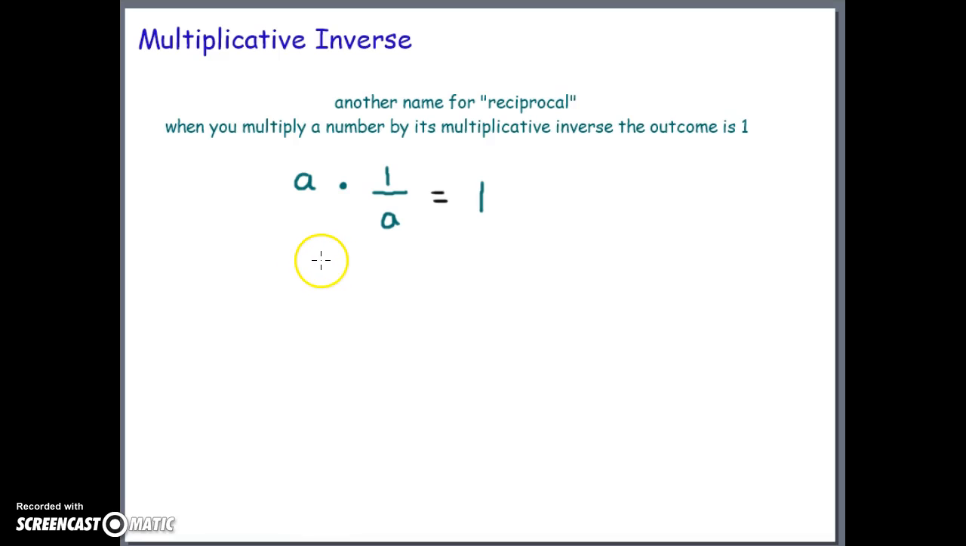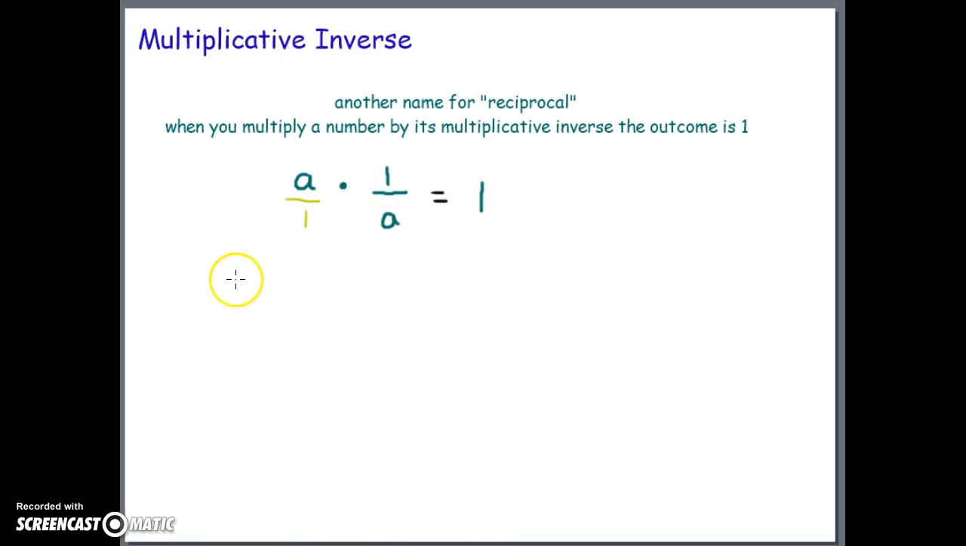The next identity that I want to discuss is the multiplicative inverse, and this is just another name for reciprocal. So when you multiply a number by its multiplicative inverse, the outcome will always equal 1. And you can see here we've got a, and if we wanted to, we could write a over 1, right? Normally we don't write the denominator when the denominator is 1. We've got a over 1 times 1 over a, so you can see that they're reciprocals of each other. We've flipped the denominator and the numerator, and when you multiply reciprocals together, they will always equal 1.